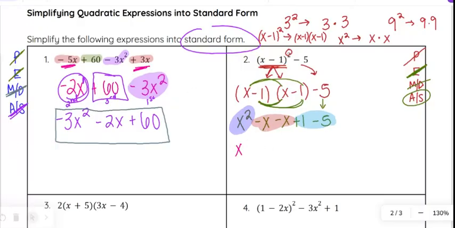So when we do that, we have x squared still. Negative x minus x, or negative 1 minus 1, is negative 2x. Notice the x does not become x squared when you're combining like terms. Remember, it just stays the same. And then 1 minus 5 is negative 4. This is in standard form because the highest exponent is the squared, then the x, then the constant. So this is our answer on number 2.